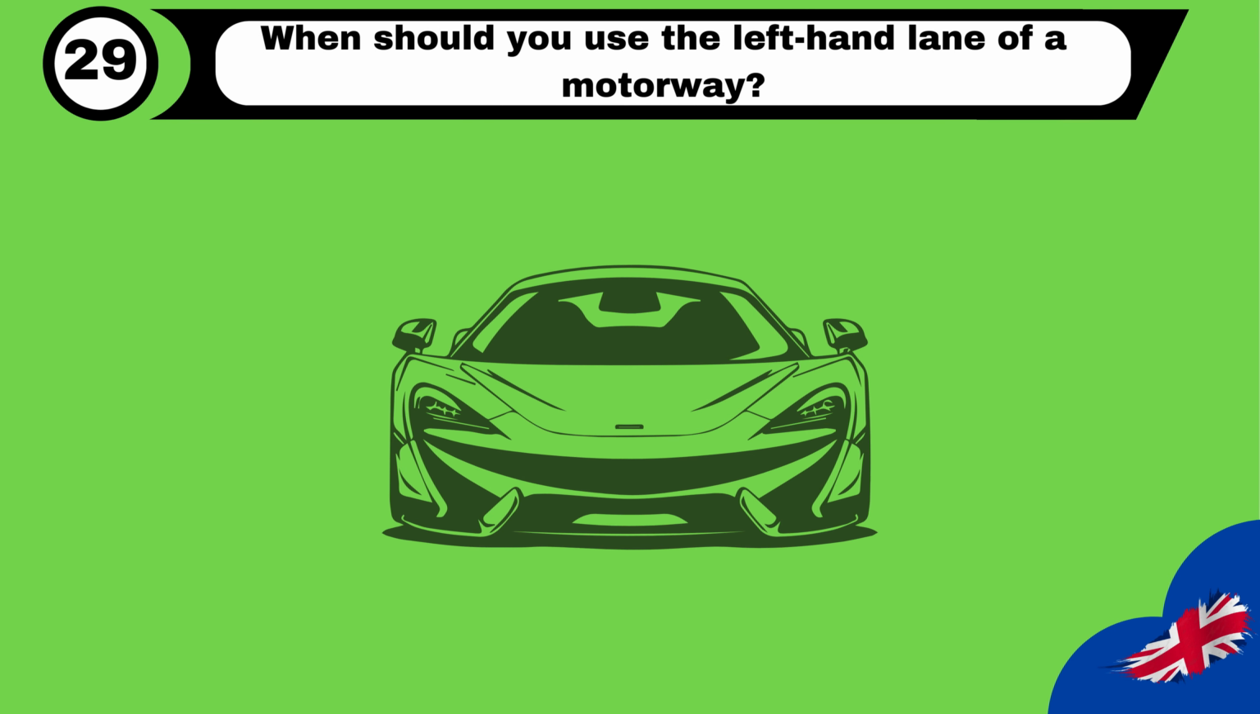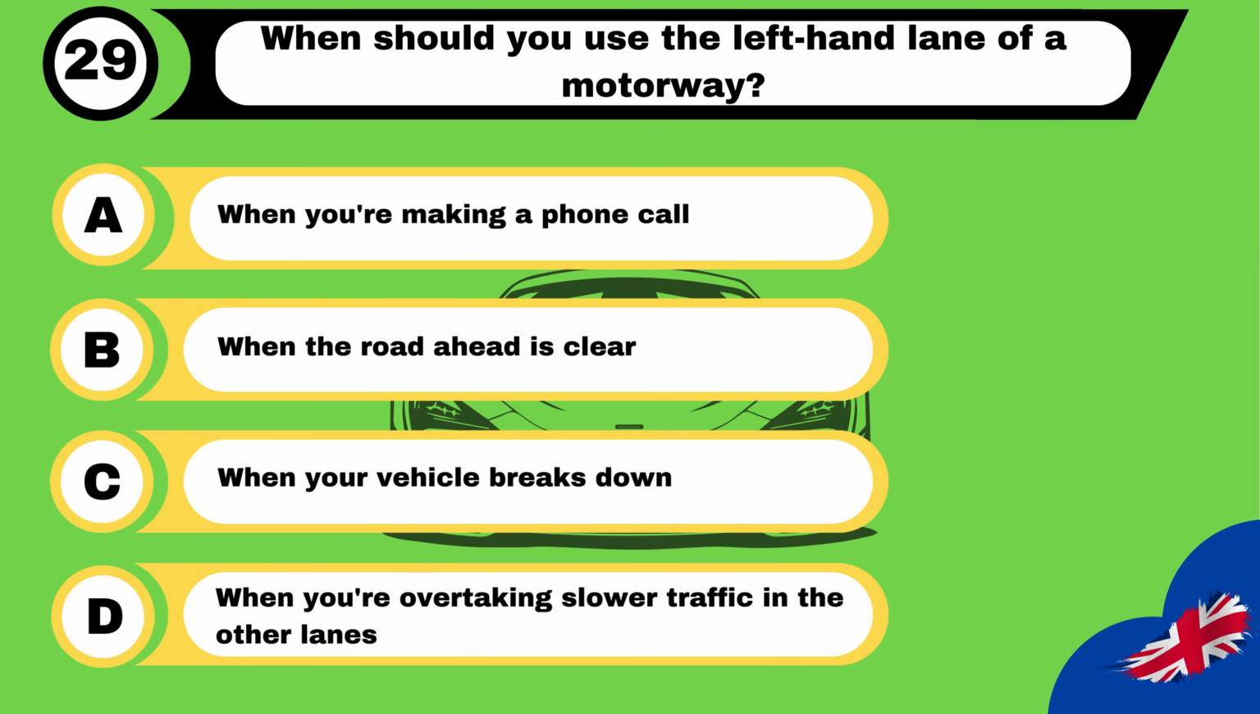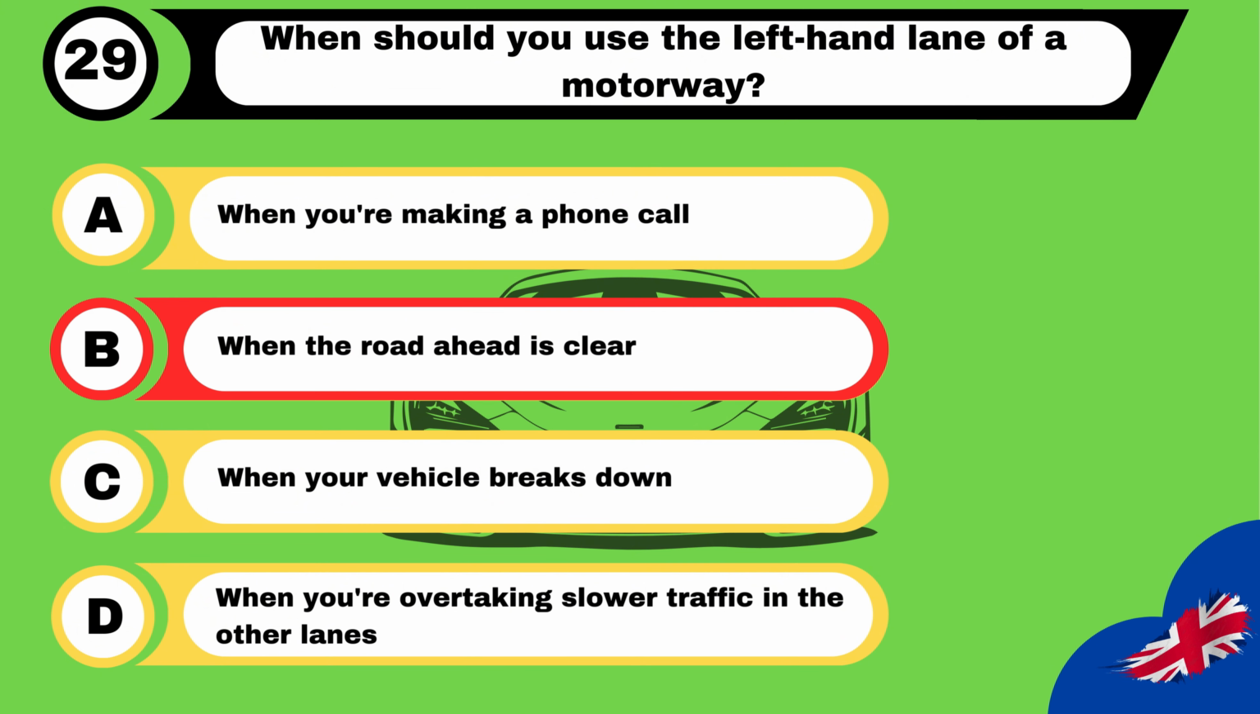Question 29. When should you use the left-hand lane of a motorway? A. When you're making a phone call. B. When the road ahead is clear. C. When your vehicle breaks down. D. When you're overtaking slower traffic in the other lanes. The answer is B. When the road ahead is clear.